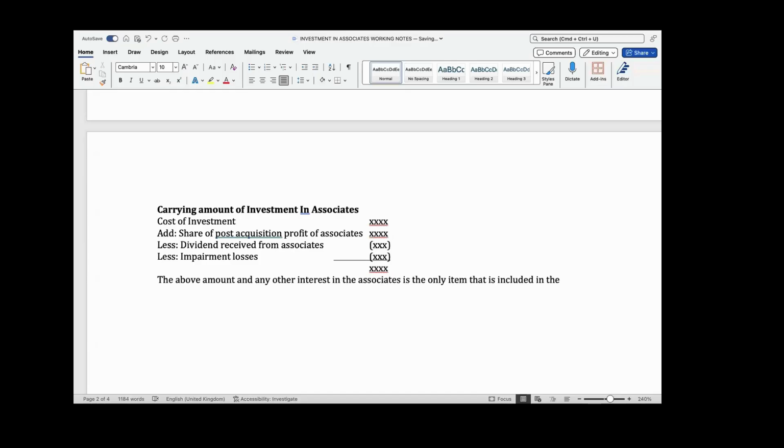You might give a loan to the associates, you might have something, any other asset you have. So this plus any other interest. So the above amount and any other interest in the associates are the only items that are included in respect of the associates in the consolidated financial statement.